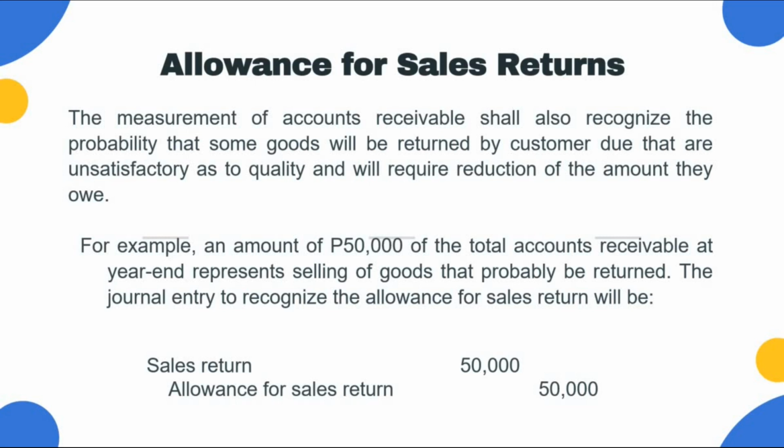So this is an application of the strict matching principle na dapat yung expense na related to a certain income is ma-report sila in the same period. So that's why we are anticipating for those mga returns. So that is allowance for sales returns.